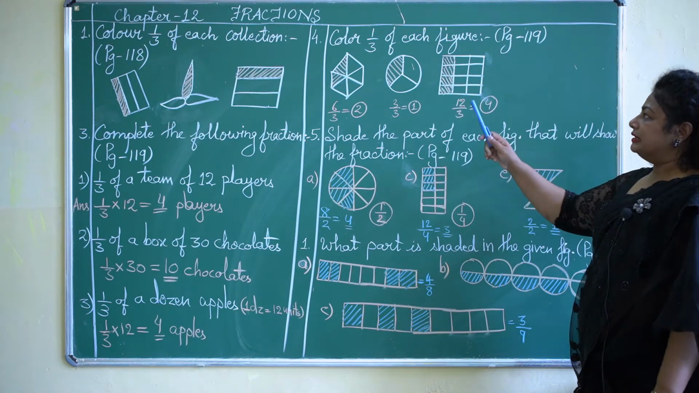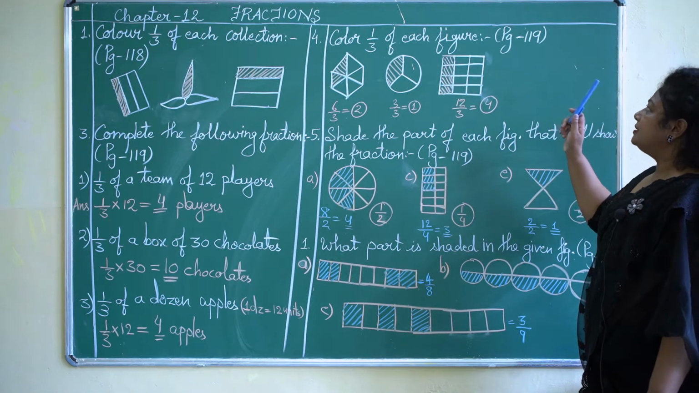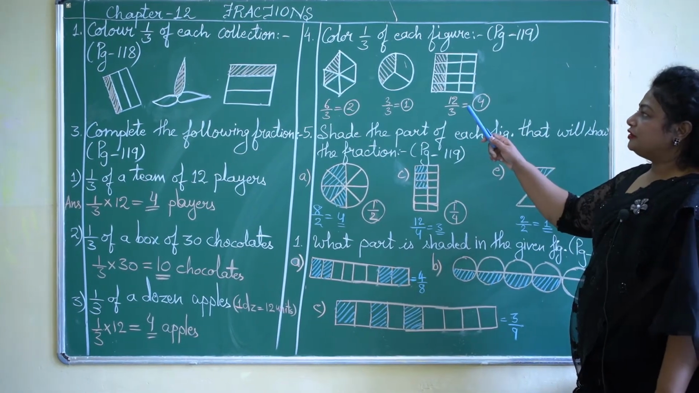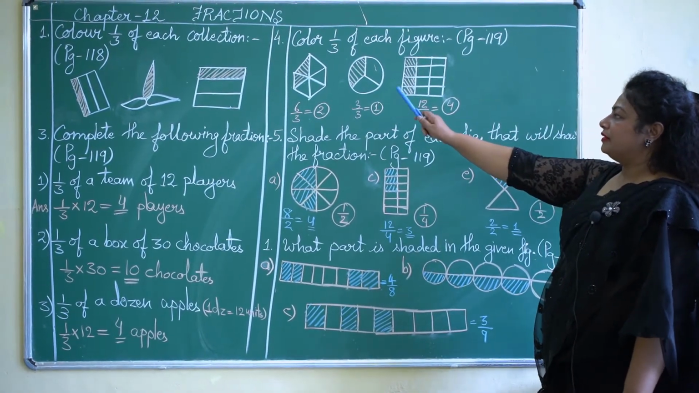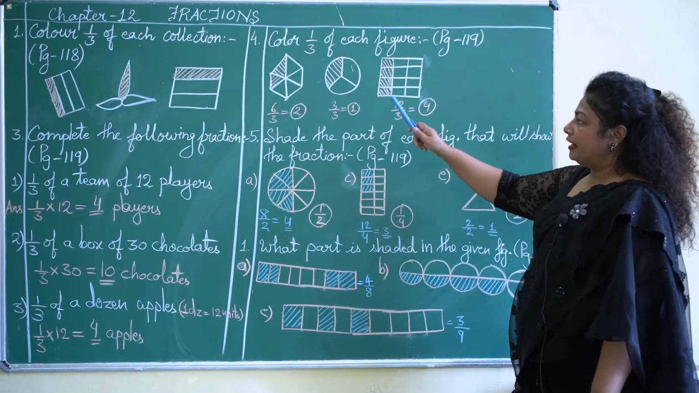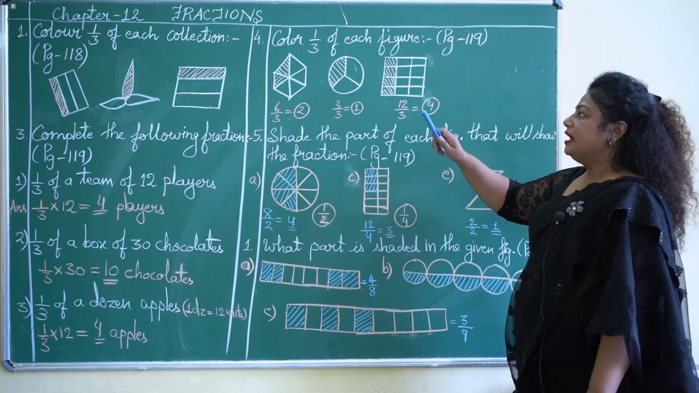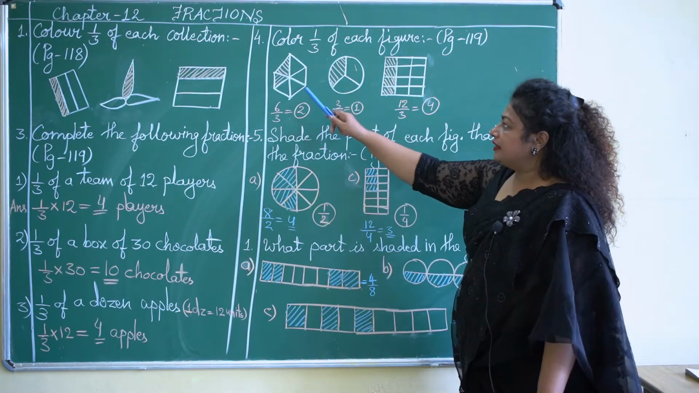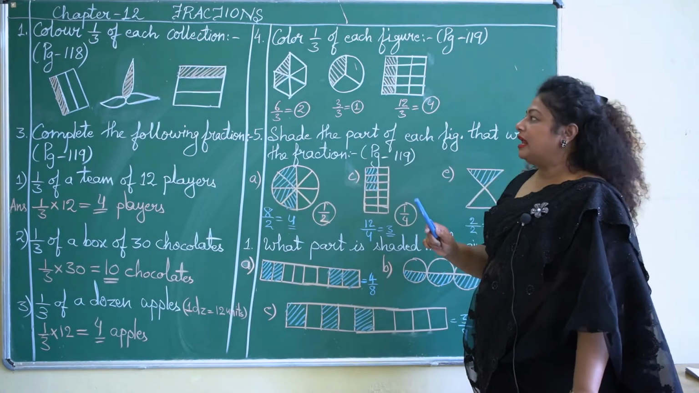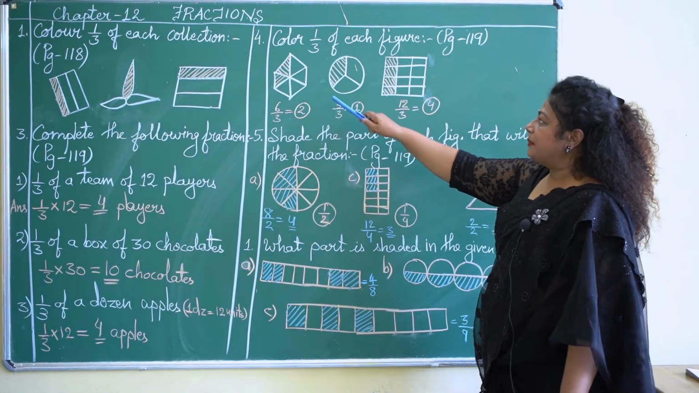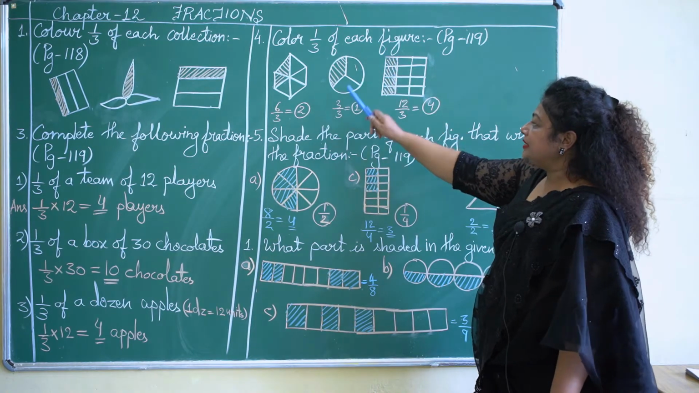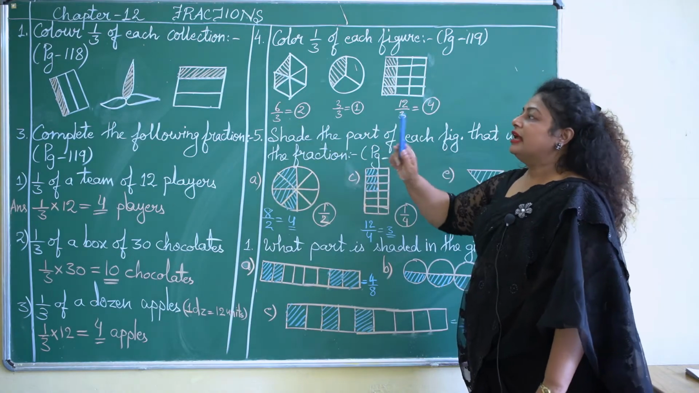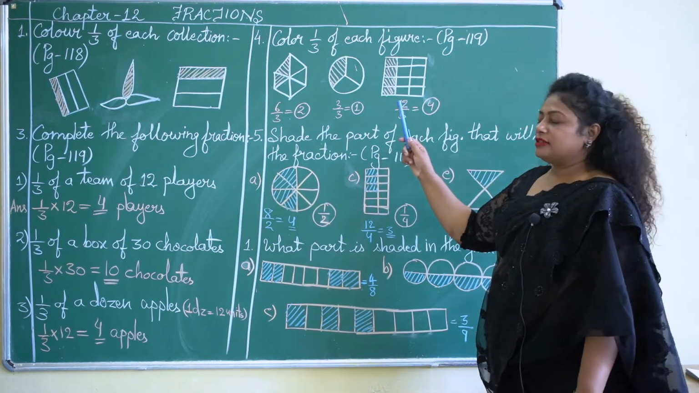Next question is color 1/3 of each figure. It is given on page number 119. So the first figure given to you is like this in the book. First, in order to find how many parts we have to shade, we have to count that this figure is divided into how many parts. We can see this figure is divided into 6 equal parts, and we have to color 1/3 of it. That means this part divided by 3. If we divide 6 by 3, we'll get the answer 2. That means we have to shade 2 parts of the given figure.